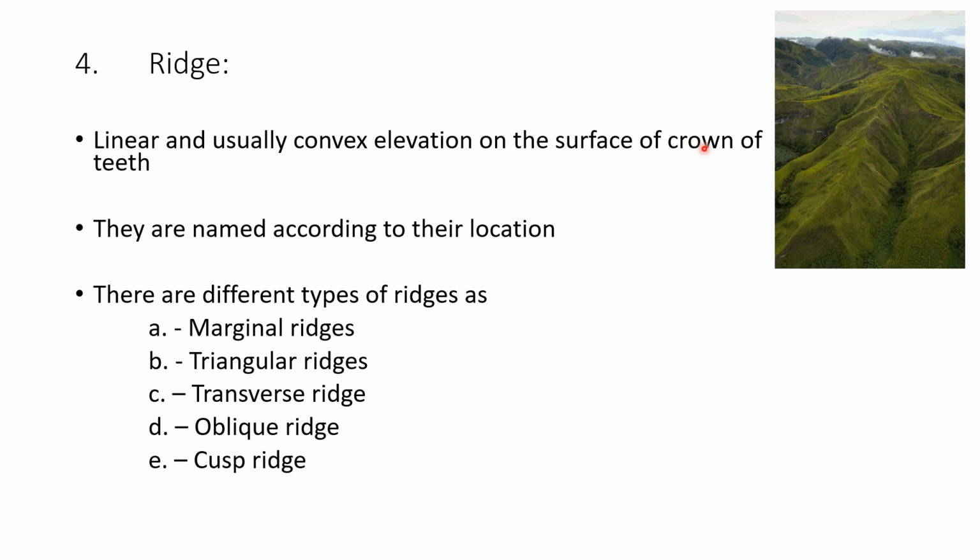This is present on the crown of the teeth. They are named according to their location. The different types of ridges are marginal ridge, triangular ridge, transverse ridge, oblique ridge, and cusp ridge. So a total of five ridges are there on the occlusal surface of the tooth.